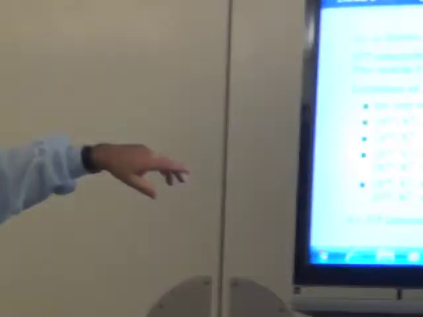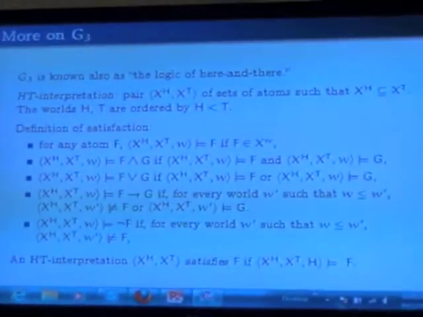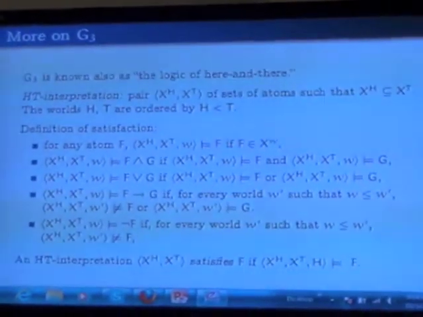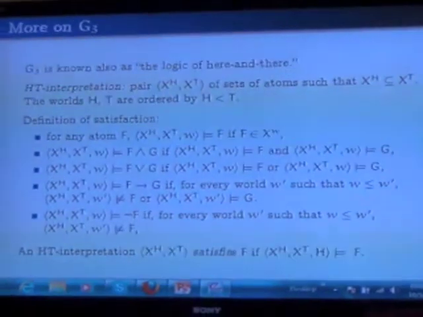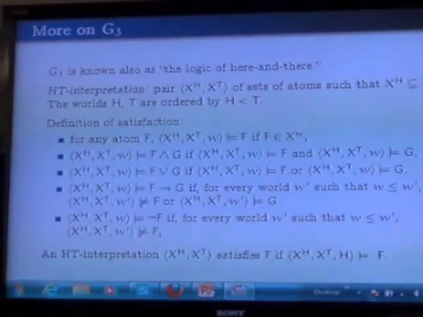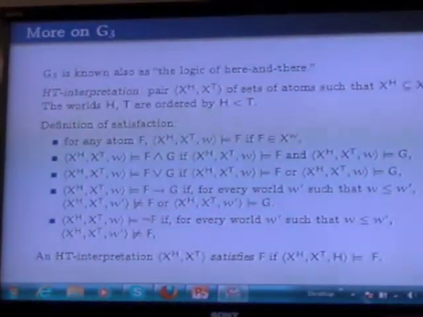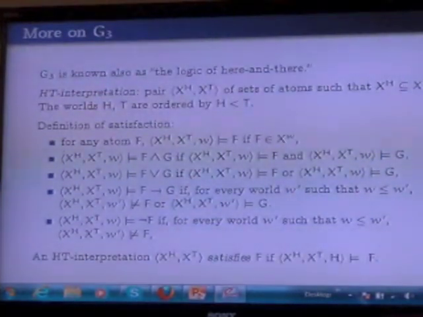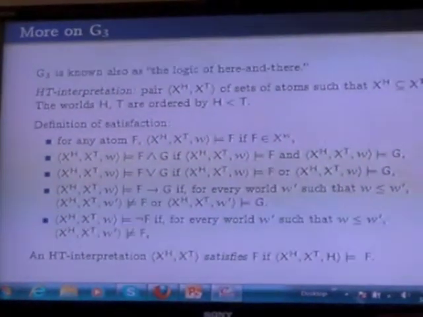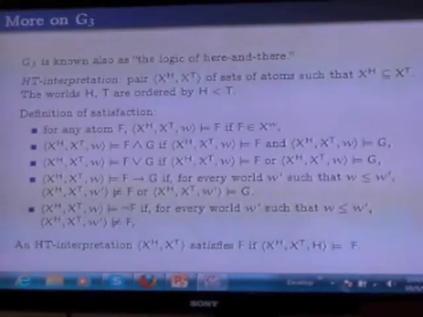And to see how this is related to our three-valued view, if you take such an interpretation, a pair XH, XT, and take an atom, one of three things can happen. Either the atom belongs to both XH and XT, or it belongs to XT but does not belong to XH, or it belongs to neither. These are your three truth values.